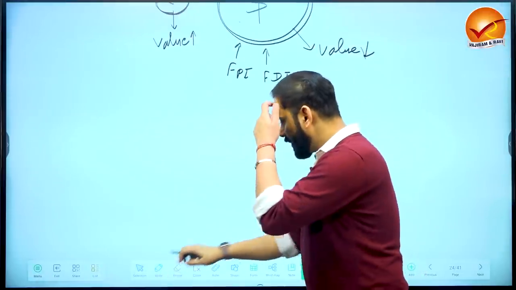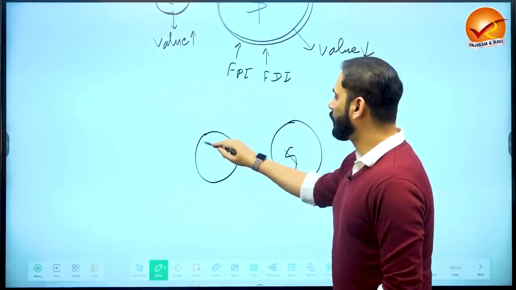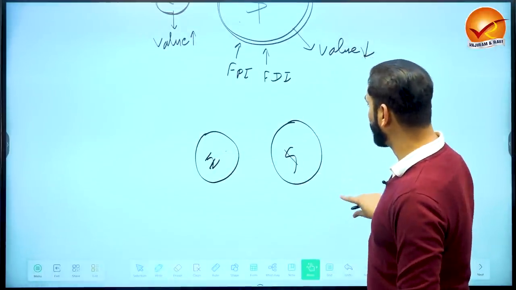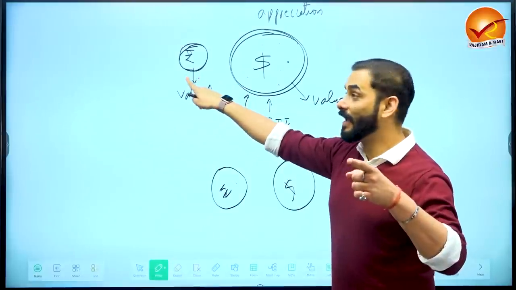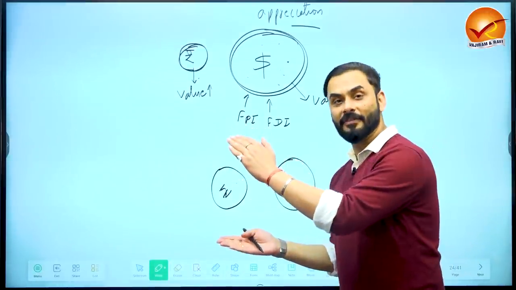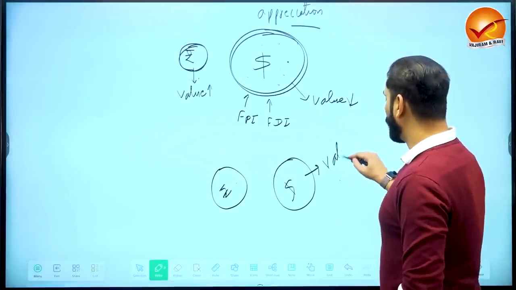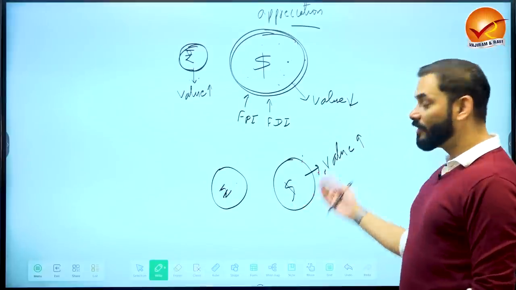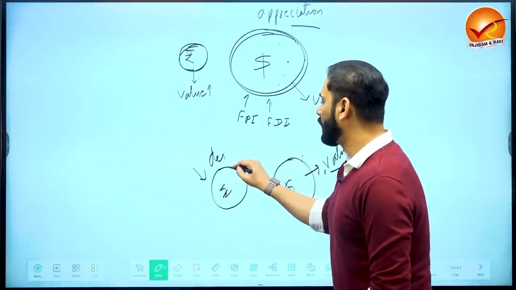And the opposite is that because of some reasons, suppose the circle of dollar becomes smaller and the circle of rupee is relatively almost similar. See here, your dollar was huge, oversupply of dollars, your rupee was less, hence the value of rupee was more, value of dollar was less: appreciation. But when your dollar is smaller and your rupee is relatively more, then the value of your dollar goes up. Why? Because here you had so many dollars, here you have fewer. When something is less, its value increases. So value of dollar goes up and value of rupee goes down. When value of rupee goes down, we call it depreciation.